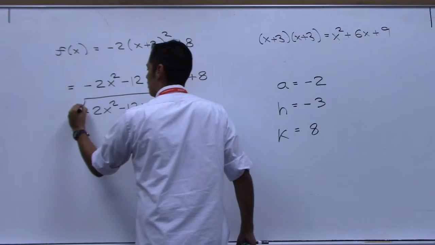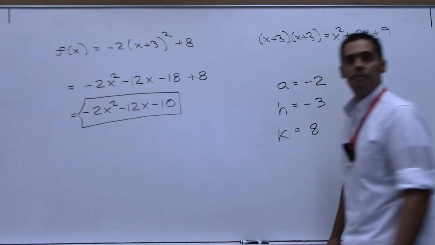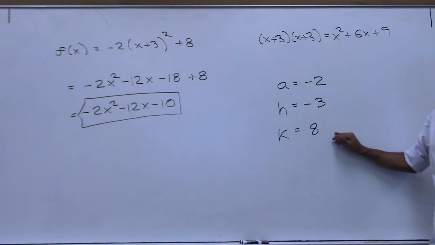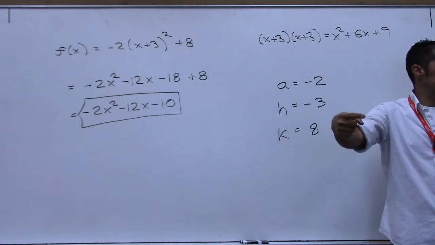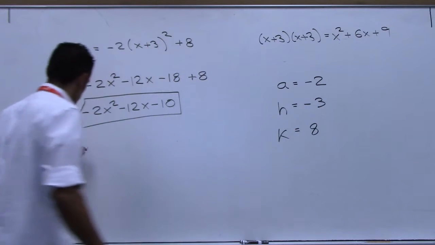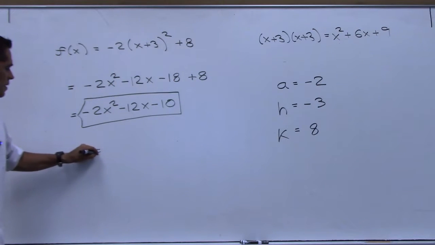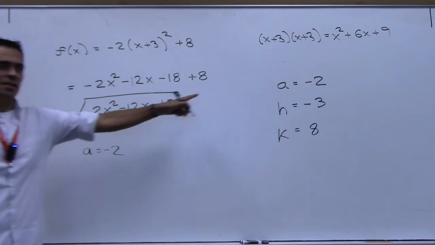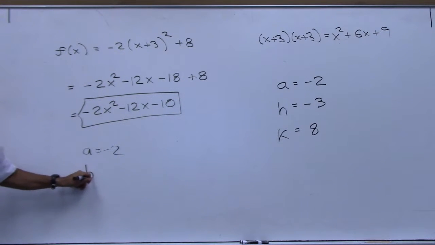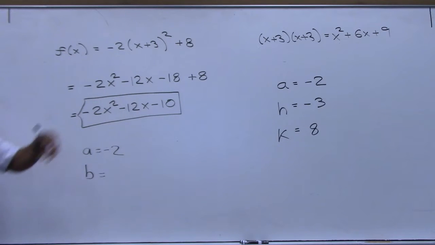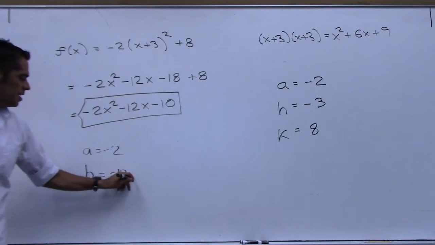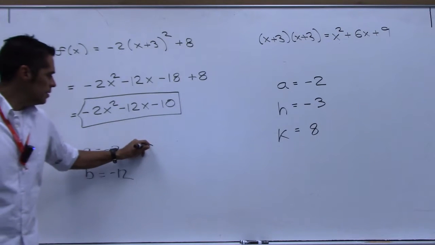That is in expanded form, isn't it? Instead of having A, H, K, you actually have A, B, and C, right? So tell me what A, B, and C are here. A is -2, same as this, right? Should be always the same. But B this time is different than H and K. What's B? -12. And then C is -10.